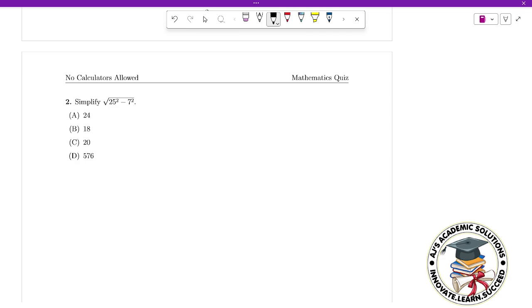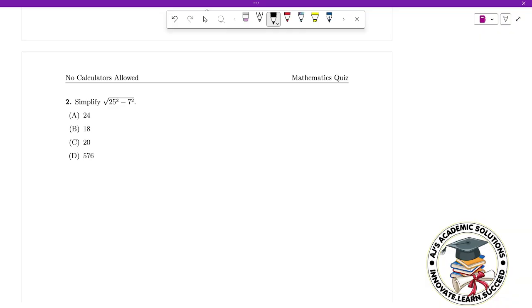In our next question here, we have the square root of 25 squared minus 7 squared. Notice for this question, everything is under the square root sign. Therefore, whatever answer we have when we work out 25 squared minus 7 squared, we're then going to square root that. So what does this mean?